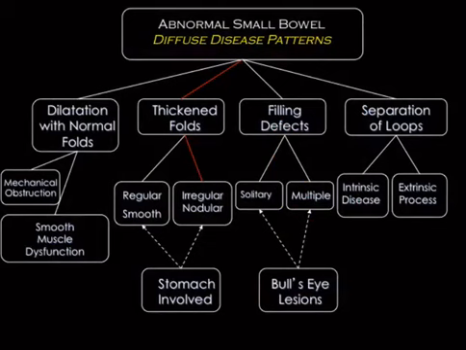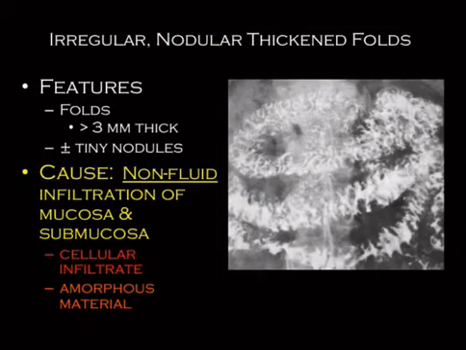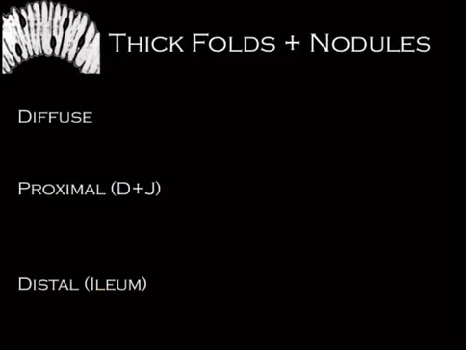And nodular thickening has its own differential as well. But instead of being simple fluid that's causing this thickening, it's complex. So you've got cells in there, or amorphous material, pus. And this is going to have a differential that's variable depending on what part of the small bowel it involves. So if it involves everything, you can think about lymphangiectasia, or lymphoma, or amyloid.